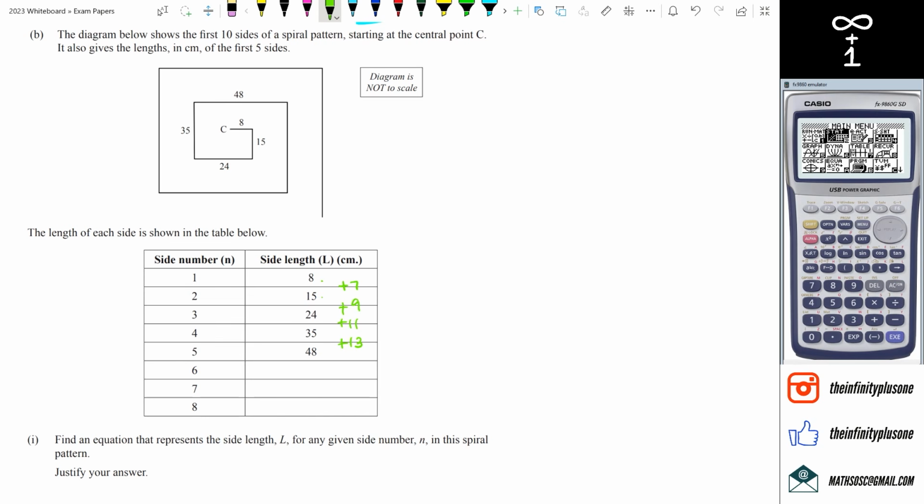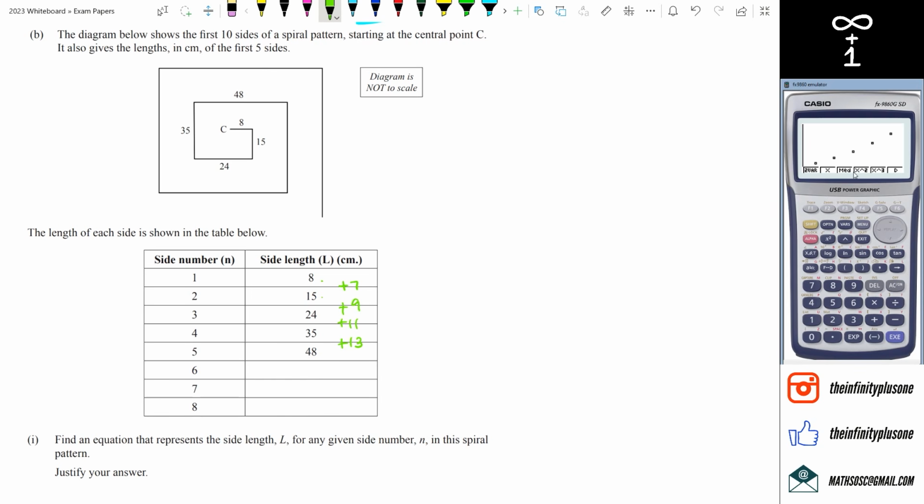So what we can do is go into menu and go into stat mode here. Once we go into stat mode, we're going to put in about 5 of these values. I've just taken those values from the table themselves, and I'll put in 108, 215, 324, 435, and so on. Next, I'm going to click on graph, which is F1. Click on graph 1, and it's going to ask me to calc.